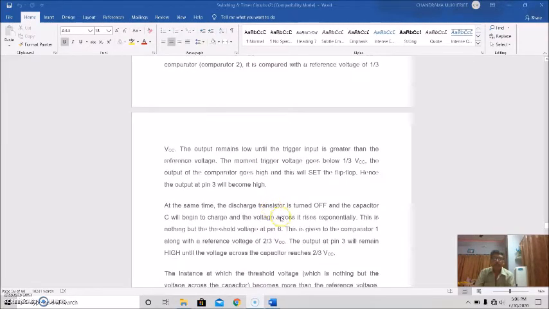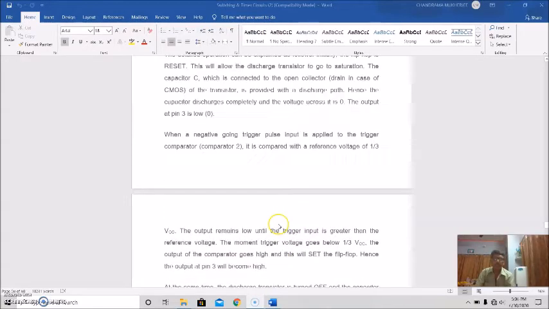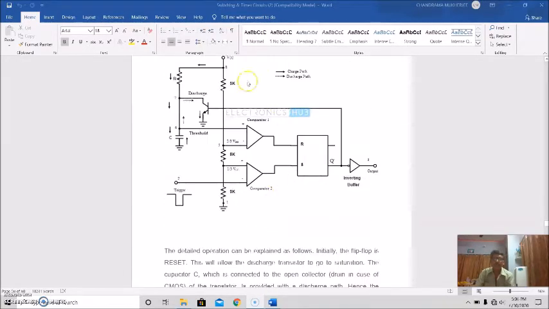At the same time, the discharge transistor is turned off and the capacitor C will begin to charge, and the voltage across it rises exponentially. It is charged through this path, this is the charging path.